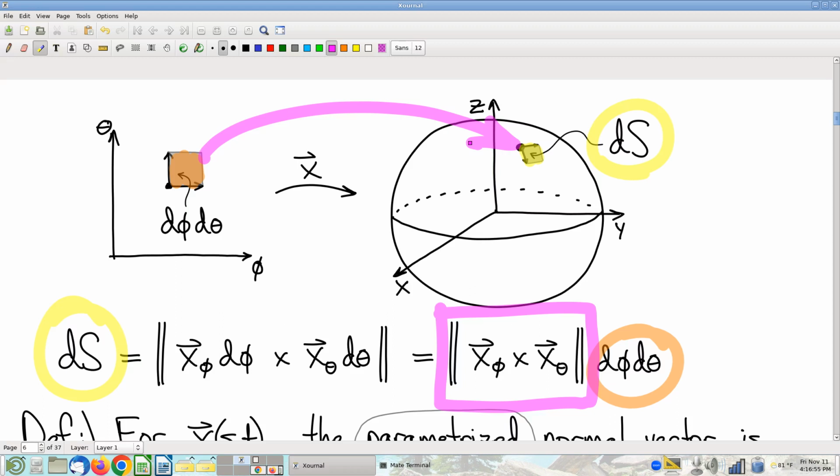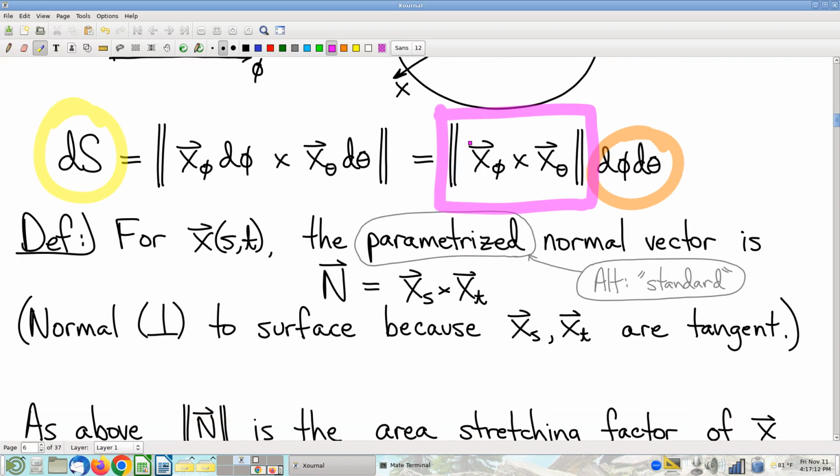Familiar territory, right? Kind of smacks of change of variables and all of that business. And eventually we will be doing pullbacks and that sort of thing. Probably won't get to it today. But anyway, there you go. Okay, so there's our stretching factor.